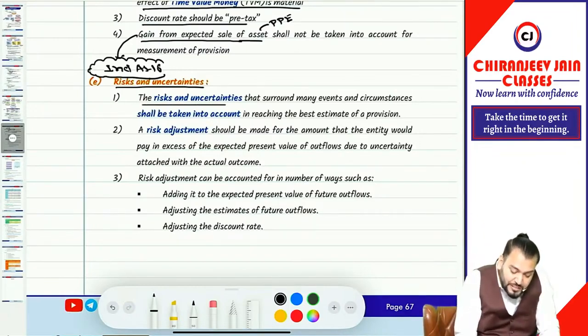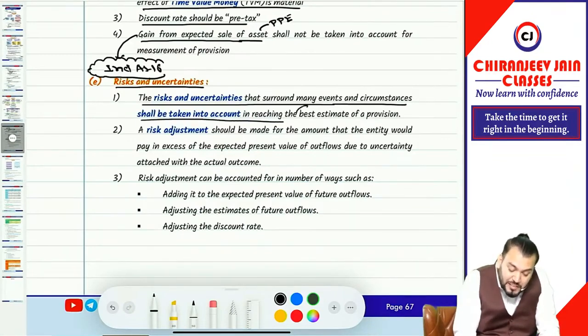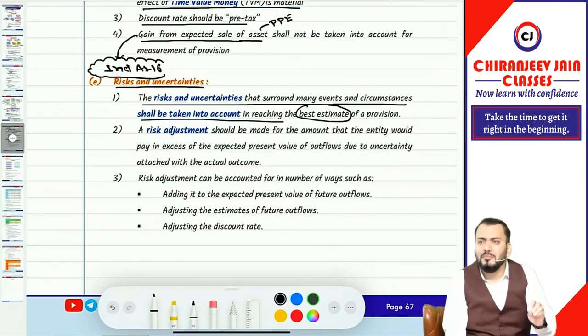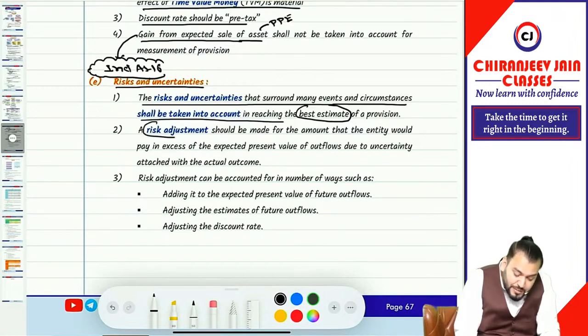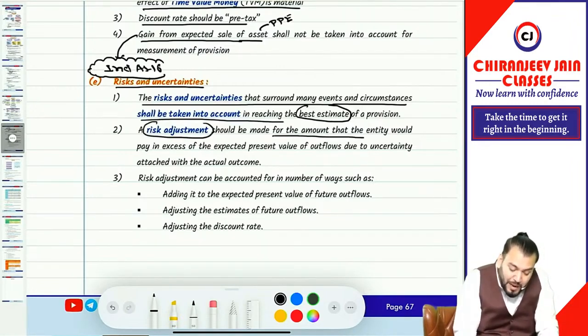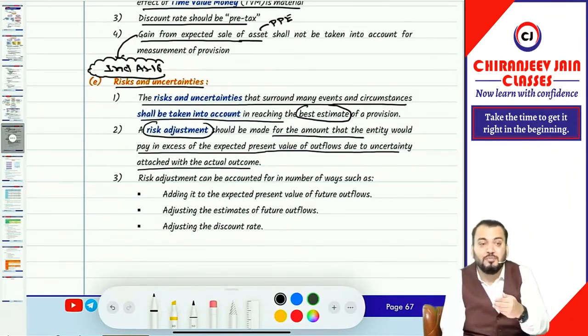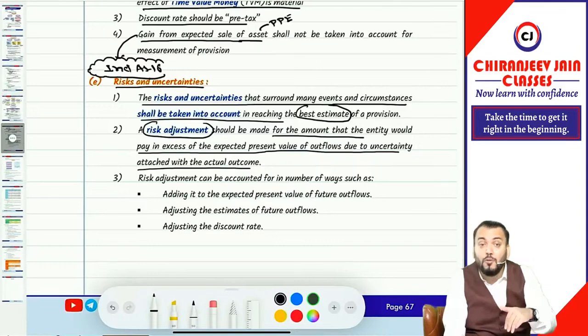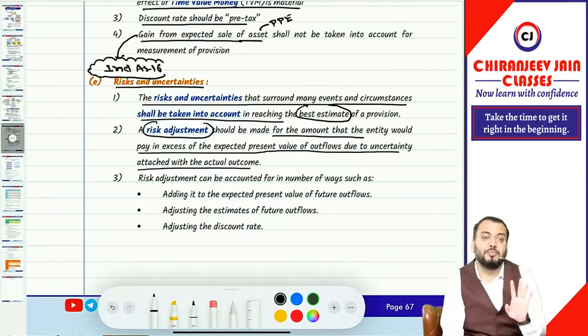The risk and uncertainties that surround many events and circumstances shall be taken into account in reaching the best estimate of provision. In simple words, we should consider the risk and uncertainties. A risk adjustment should be made for the amount that the entity would pay in excess of expected present value of outflow due to uncertainty attached with the actual outcome. Means whatever present value you have calculated, the actual payment may be in excess of that expected amount. So therefore we should do some risk adjustment. How to make that risk adjustment, that we need to understand.